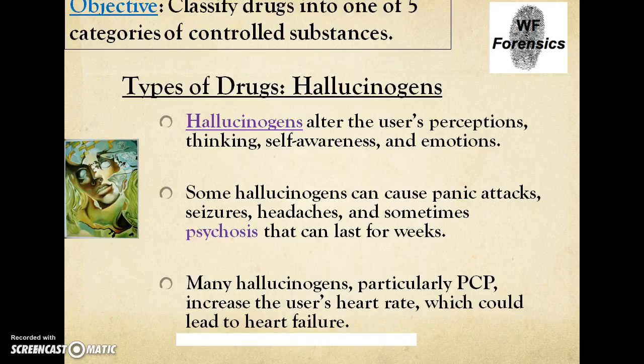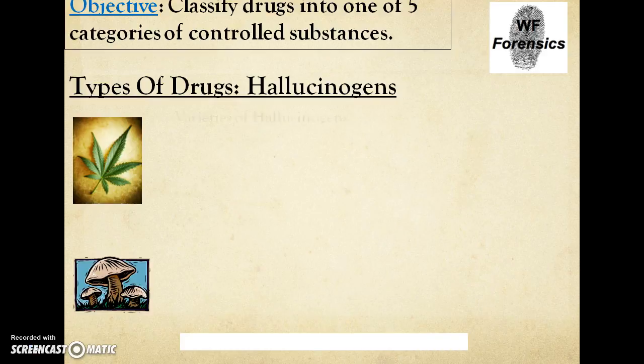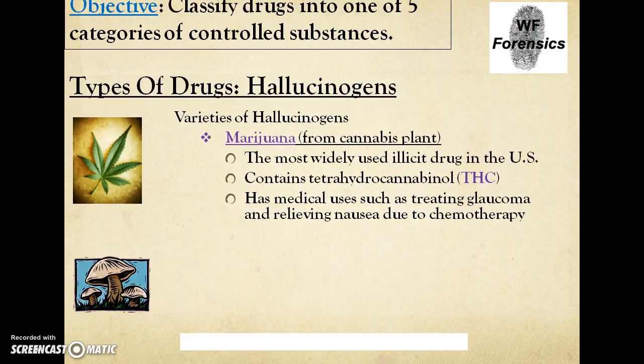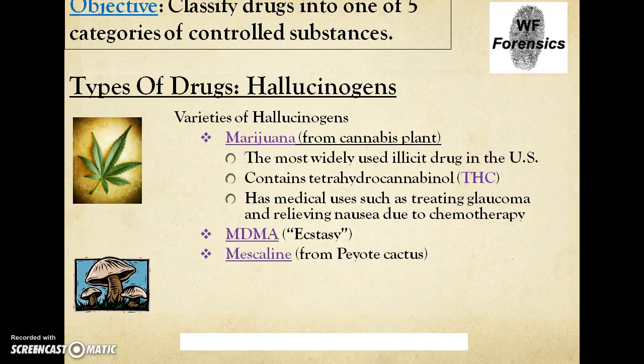Many hallucinogens, in particular PCP, actually increase the individual's heart rate so drastically that it could lead to heart failure or heart attacks. And there are a lot of different hallucinogens. The most common hallucinogen that you hear about in the United States is marijuana. It's actually the most widely used illicit or illegal drug in the United States, and it contains THC.